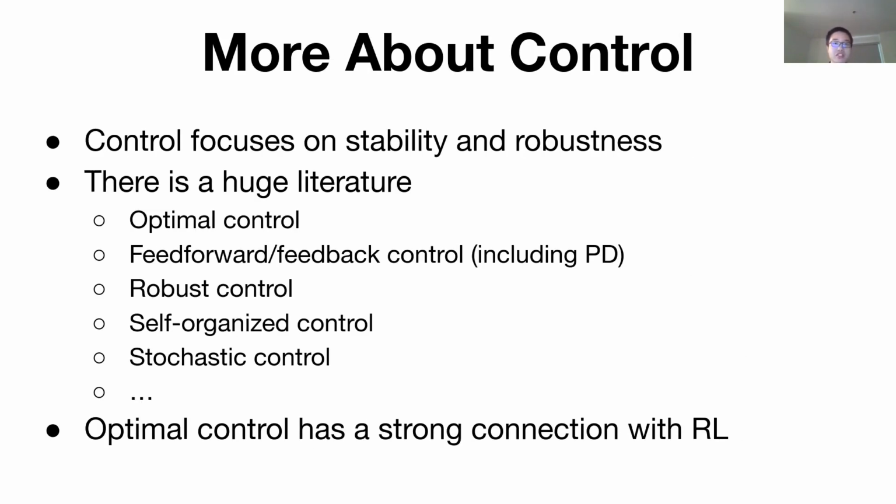To conclude the control part, I'd like to mention that control is a huge topic. Most control methods focus on the stability and robustness. There are many branches, such as optimal control, feed-forward feedback control, robust control, self-organizing control, and stochastic control. Optimal control also has a strong connection with reinforcement learning.